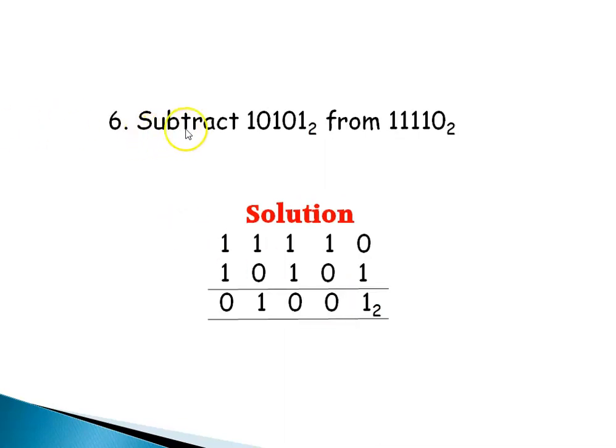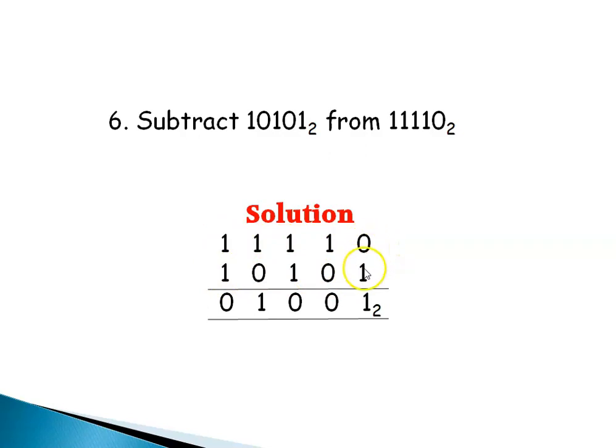The next question says subtract 10101 base 2 from 11110 base 2. So since this is what I'm subtracting from, I'll arrange this first. 11110. Then what I want to subtract from it, 10101. Now when you're subtracting or working with binary numbers, it's important that you arrange them accordingly. So this has been well arranged. I can now start subtracting.